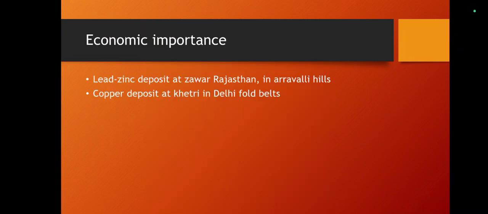Now coming towards the economic importance, there are two important deposits found in the Arravalli craton, that is the lead zinc deposit at Zawar, Rajasthan, which is found in the Arravalli Hills, and the copper deposit at Khetri, found in the Delhi fold belt. So these are the two major economic deposits found in this particular craton. That is why this craton has become more valuable in terms of economic importance.